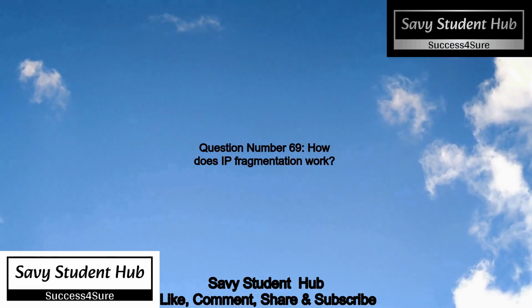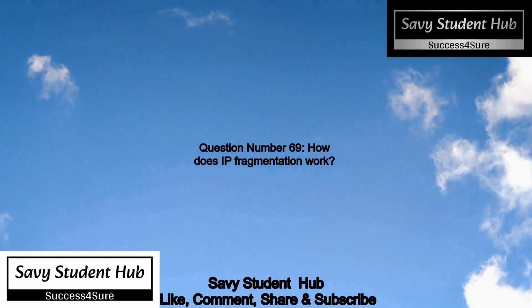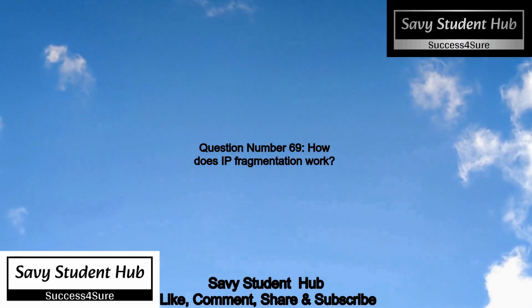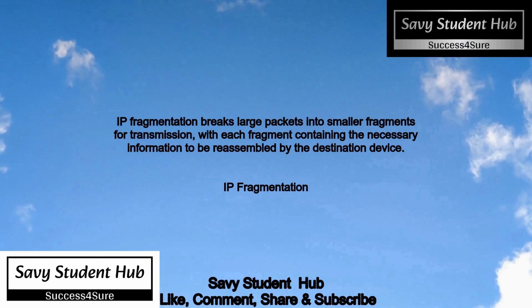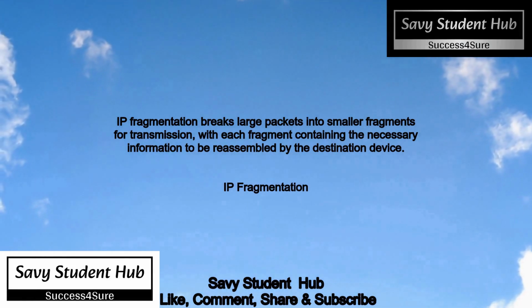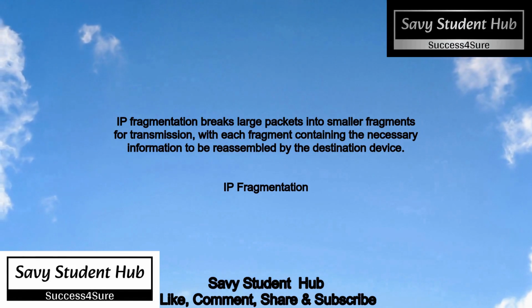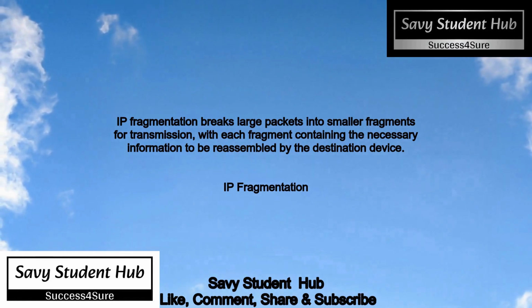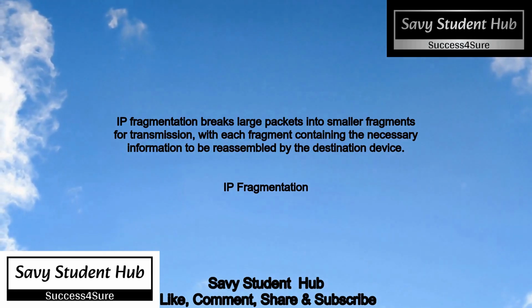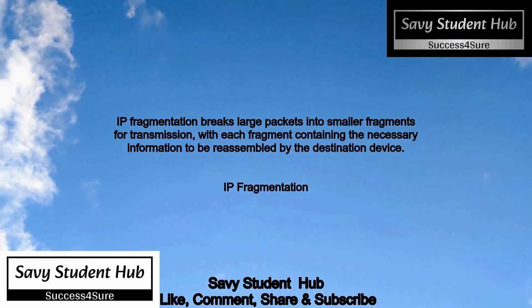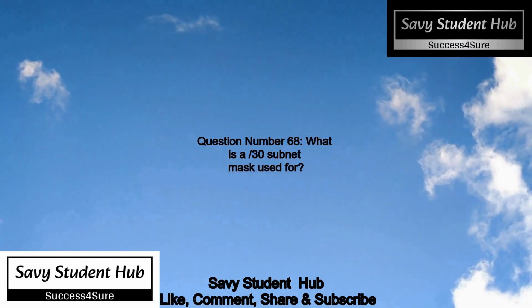Question number 69. How does IP fragmentation work? IP fragmentation breaks large packets into smaller fragments for transmission, with each fragment containing the necessary information to be reassembled by the destination device.